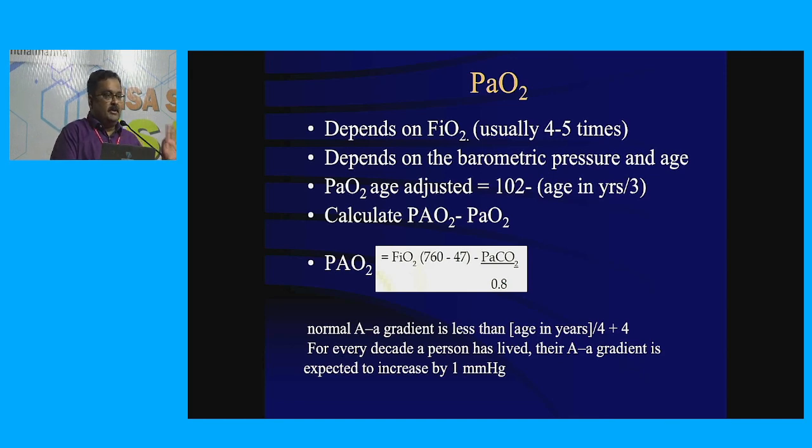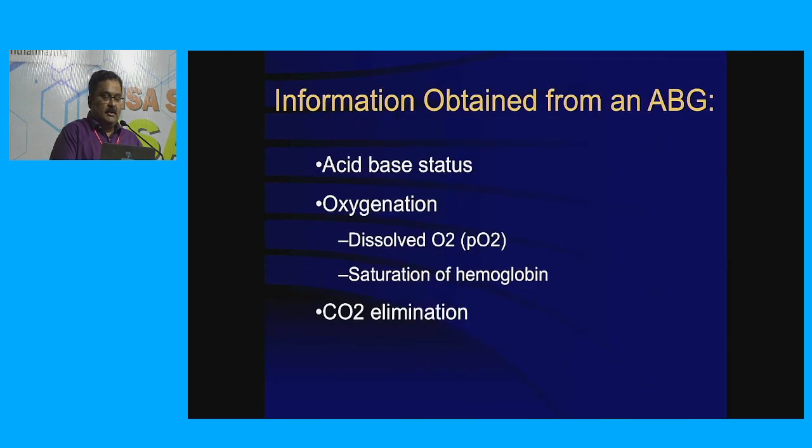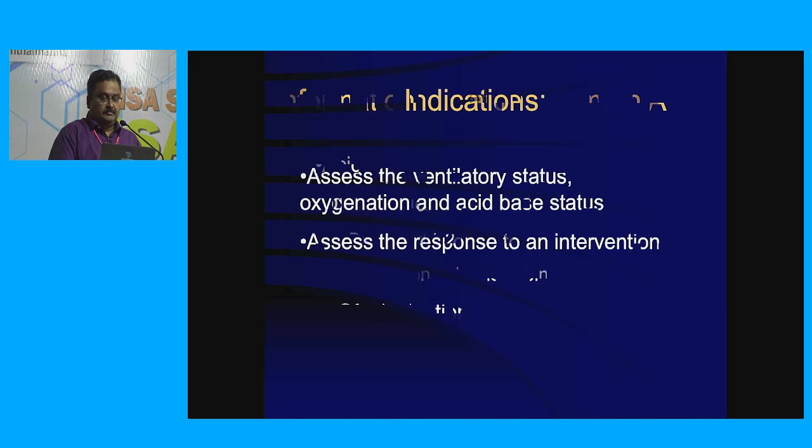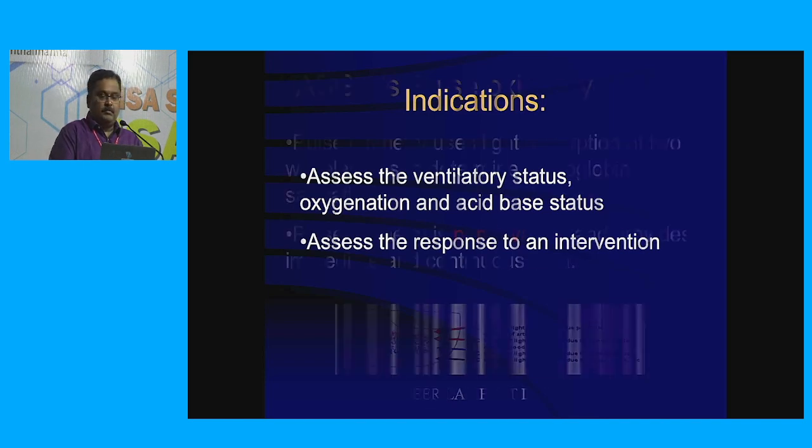So always look at the PaO2 from your ABG. What is the information that you can obtain from an ABG? You get the acid-base status, the oxygenation, and the carbon dioxide elimination. The indications are basically to assess the ventilatory status, the oxygenation status, and the acid-base status, and also to assess the response to an intervention. Suppose you find the PO2 is low, you give some oxygen, you repeat the ABG and see whether the patient has improved. That is to assess the response to any intervention that you do.